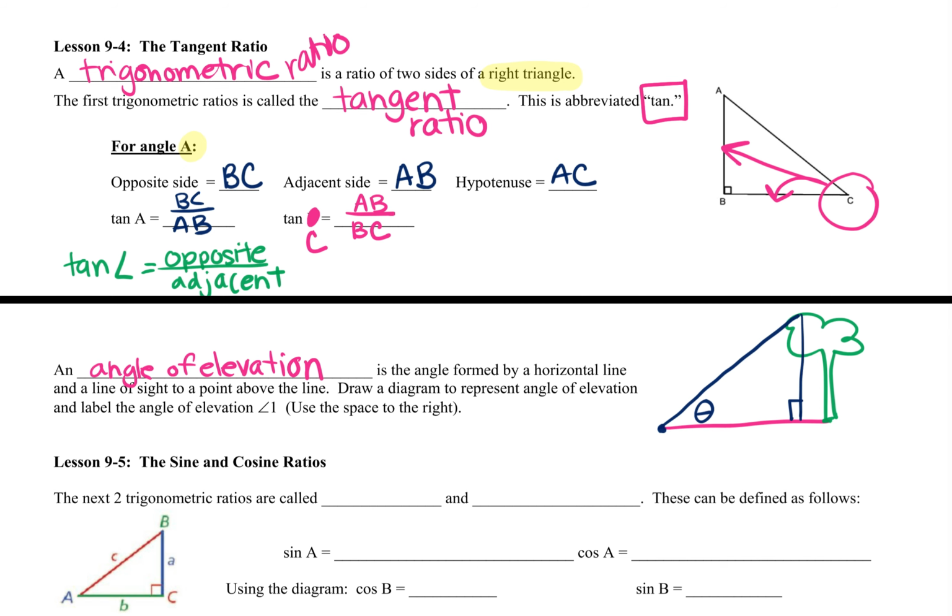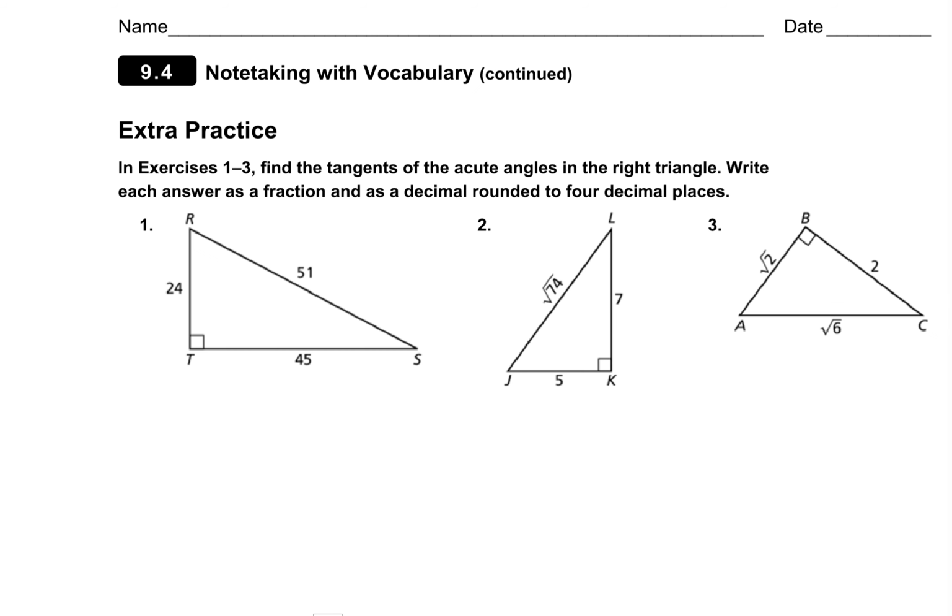Now let's switch to the notes for today and do a few of the first examples. So we'll start out with page 260 and page 261 of your student journal pages. These first three examples are just asking us to identify the tangents of the acute angles in the right triangle. We'll write them as a fraction, and then we'll write them as a decimal rounded to 4 decimal places. So we'll do that for each of the two angles.